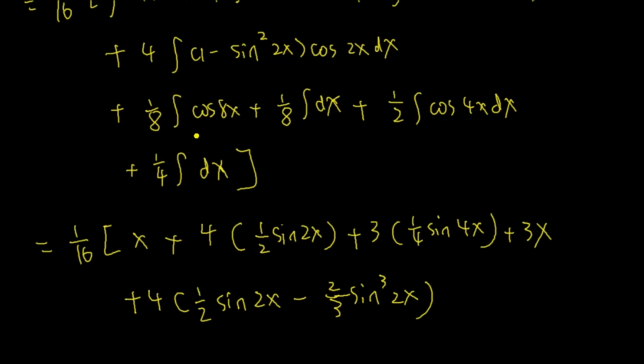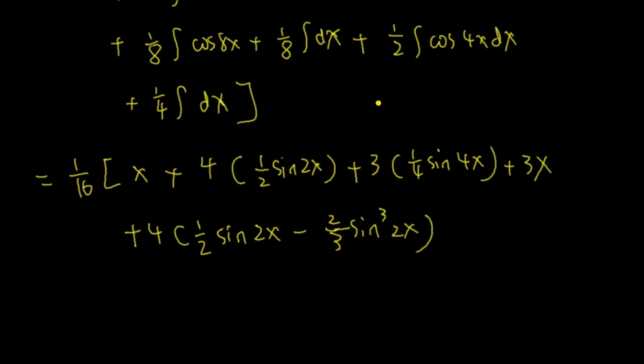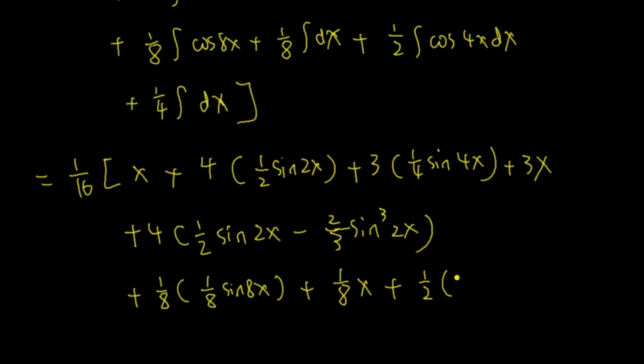Okay, so next, this one here. So we have plus now 1a times integral of cosine ax must be 1 over a sine ax plus 1 over a integral of dx is just 1 over a x, plus half integral of cosine 4x must be 1 over 4 sine 4x plus 1 over 4 integral of dx must be 1 over 4 x.